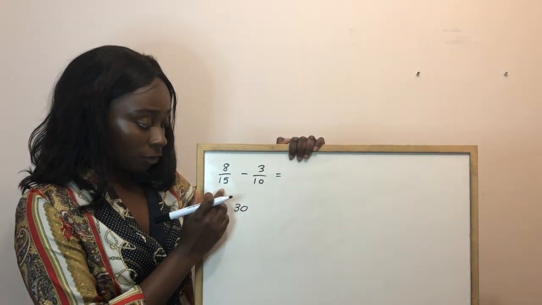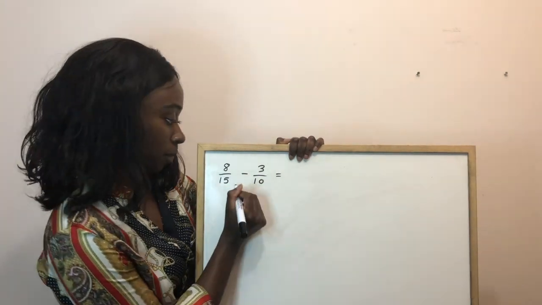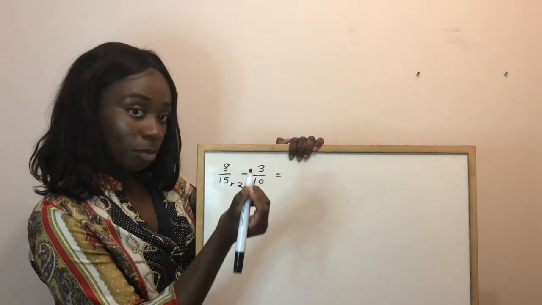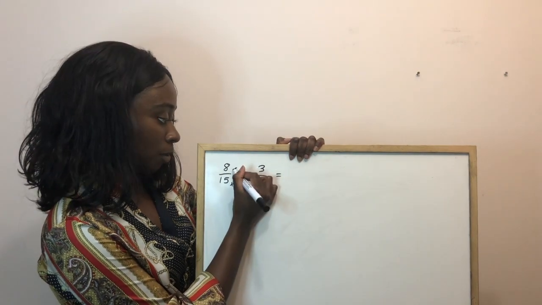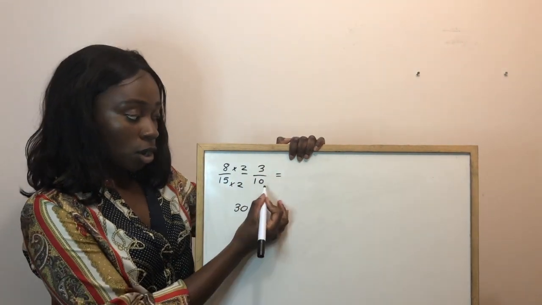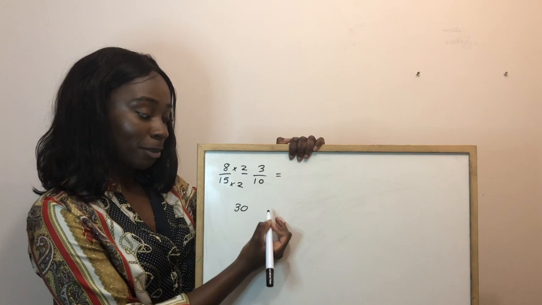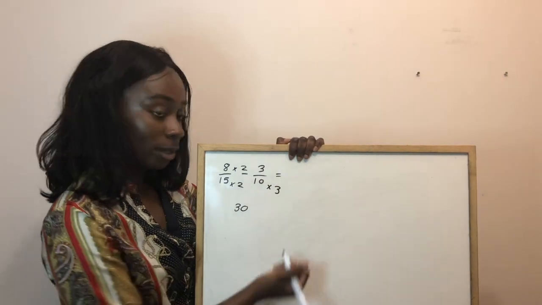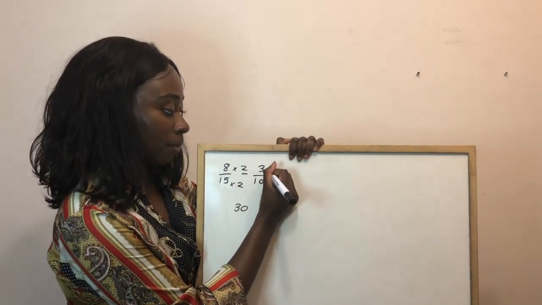So what do you need to do to 15 to get 30? You times by 2. So you times by 2 to the bottom. What you do to the bottom, you do to the top. So you also times by 2. So to get 30 from 10, you times by 3. Times 3, times the top by 3.